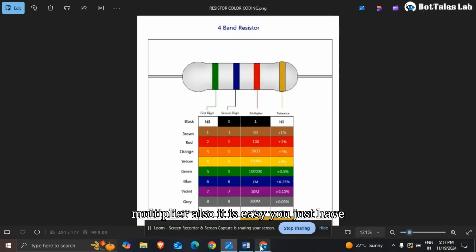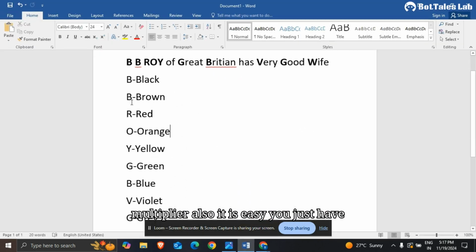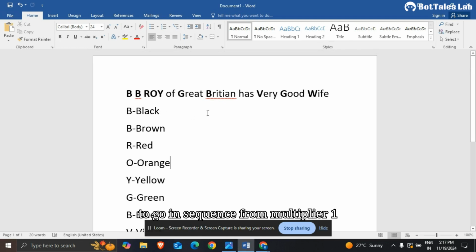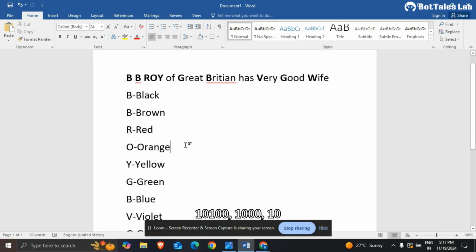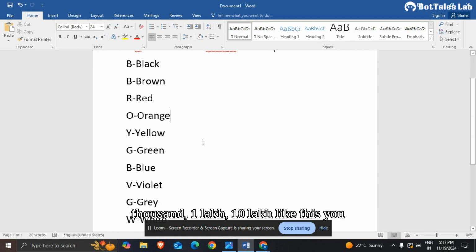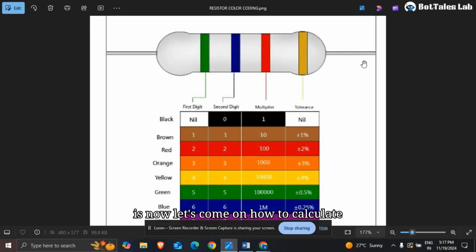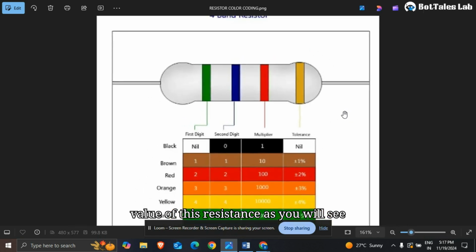Just values there. In multiplier also it is easy. You just have to go in sequence from multiplier 1, 10, 100, 1000, 10,000, 1 lakh, 10 lakh. Like this, you just start from 1 and increase the zeros downwards. So it's just easy. Now let's come to how to calculate the value of this resistance.